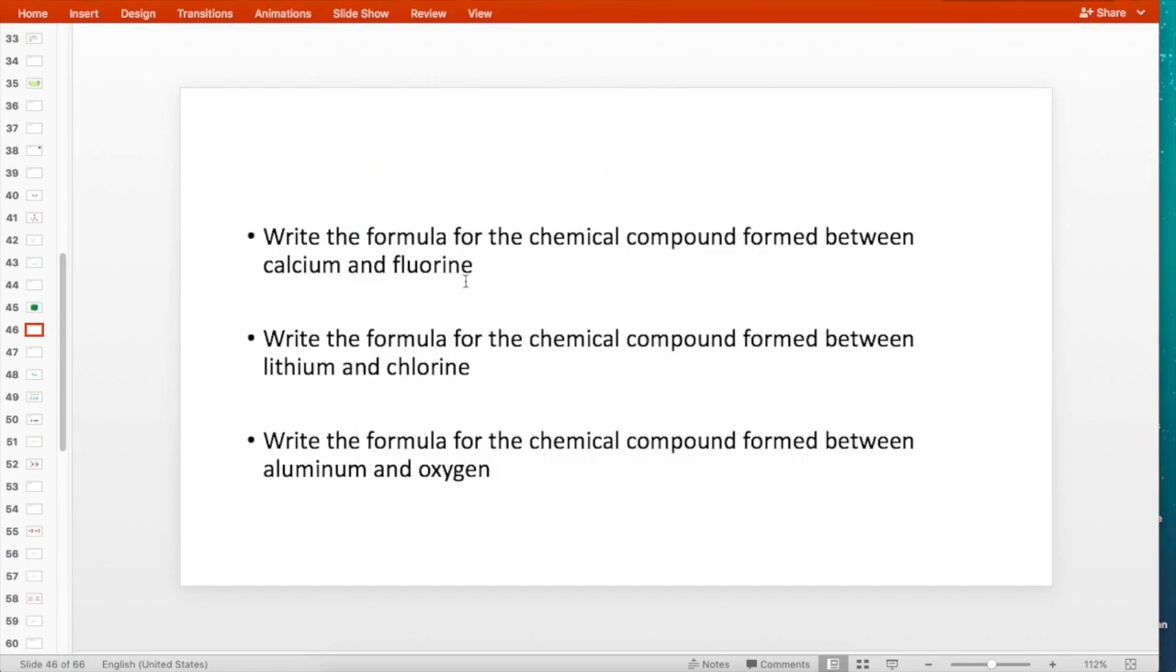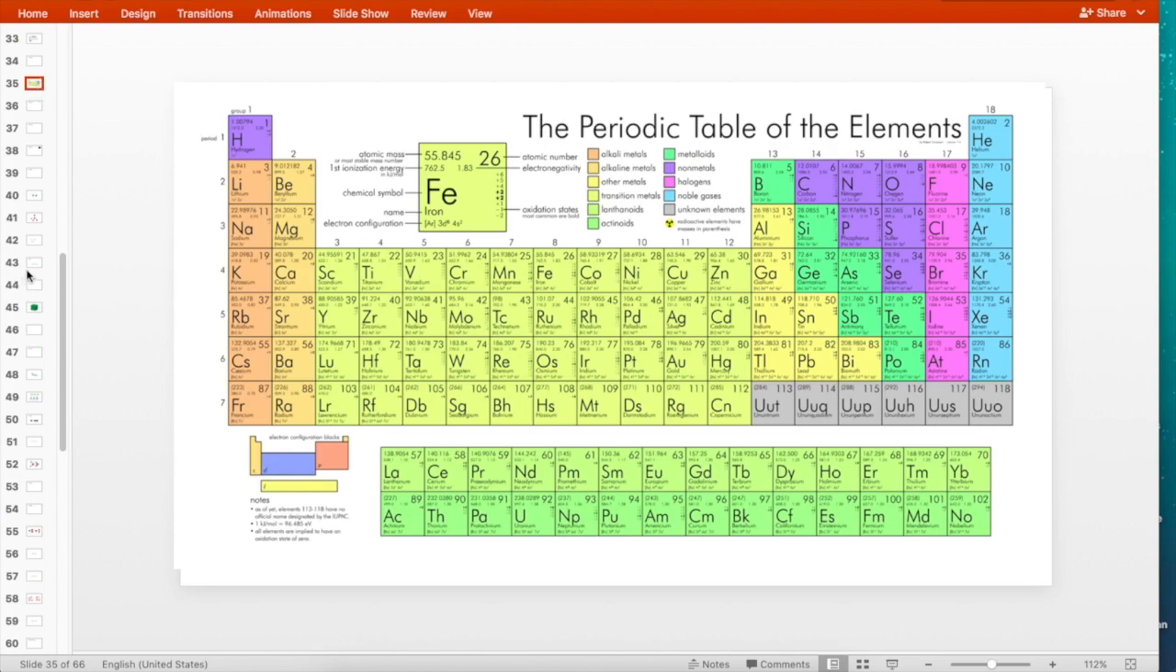Let's do some examples of some other substances. Write the formula for the chemical compound formed between calcium and fluorine. Well, first of all, we would need to determine if this is even an ionic substance. Would calcium and fluorine form an ionic compound? They would, and I know that because calcium is right here on the left side of the table. Fluorine is on the right side. Calcium is a metal. Metals are on the left side. Fluorine is a nonmetal. Nonmetals are on the right side. Calcium and fluorine, metal and nonmetal, I know they're going to bond together with an ionic bond.